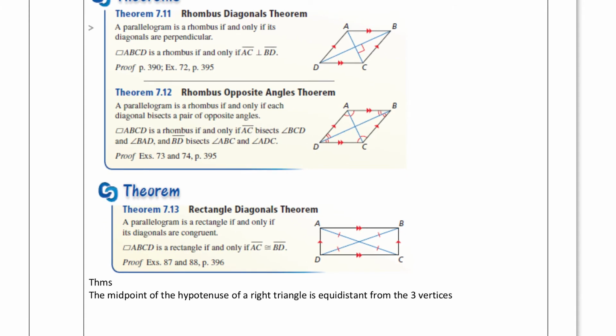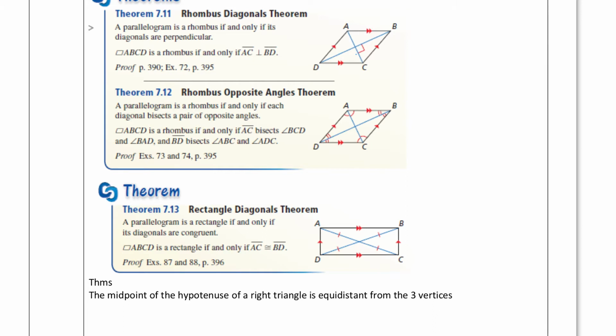We've got a rhombus diagonal theorem, and on this, a parallelogram is a rhombus if and only if, again, this works both ways, the diagonals are perpendicular. So if you have perpendicular diagonals, you've got a rhombus. If you've got a rhombus, then the diagonals are going to be perpendicular. So in a rhombus, you need to memorize that the diagonals are perpendicular, and if you've got a quadrilateral with perpendicular diagonals, it's a rhombus.